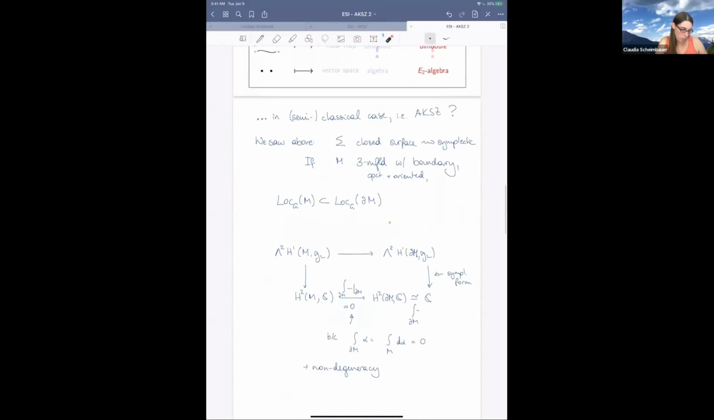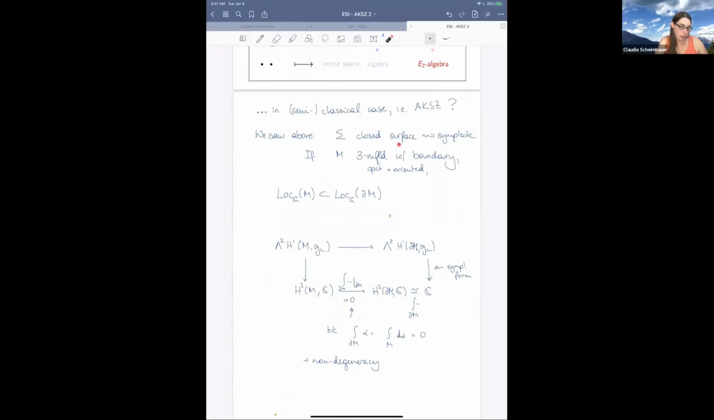So we saw above that if we take Sigma, a closed surface, then we get a symplectic structure on our mapping stack. But now, we want to get to cobordisms, so we want to have things with boundaries. So what happens if I now take a three-manifold with a boundary? So the boundary will be some closed surface. There I know I get something symplectic. But what about my manifold?